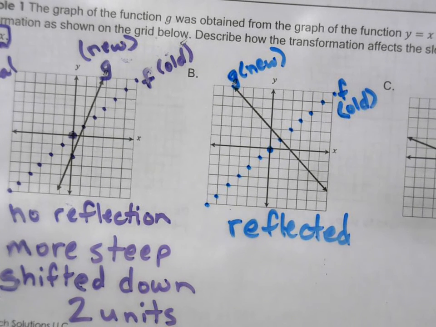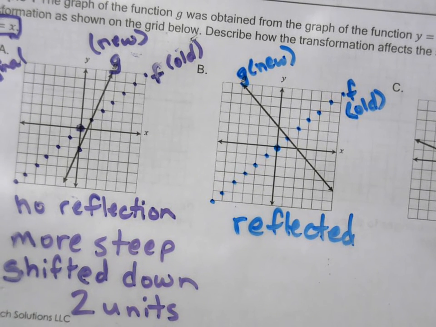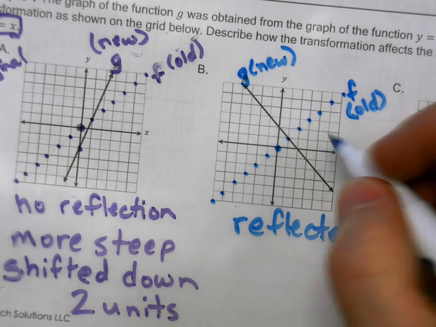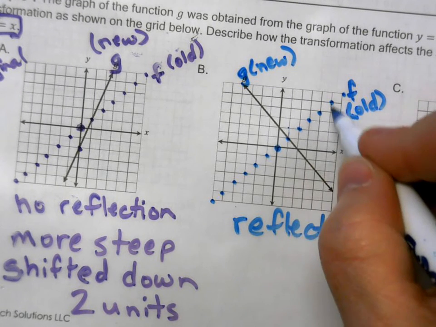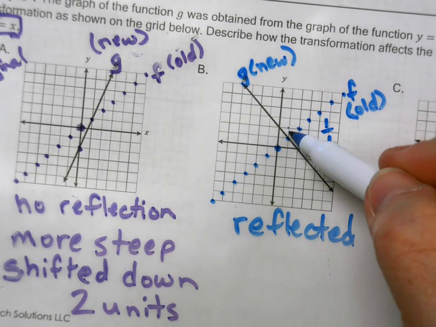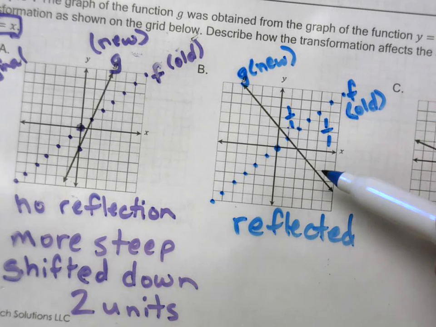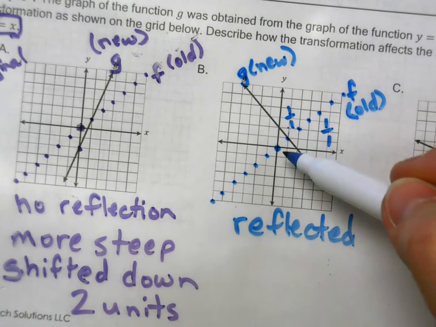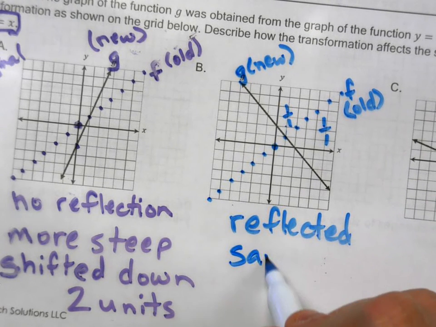And then the next question is about the steepness. Did it get any more steep? No, it actually didn't. So it's up 1 over 1. My original slope is 1 over 1. My new slope is up 1, back 1. So it's still 1 over 1. It just has a negative. So that's where the reflection came in. So same steepness.